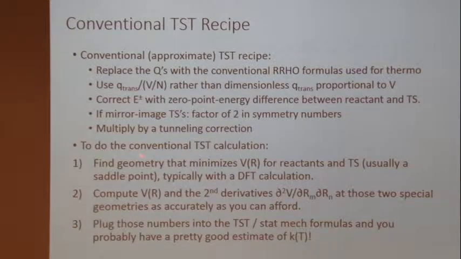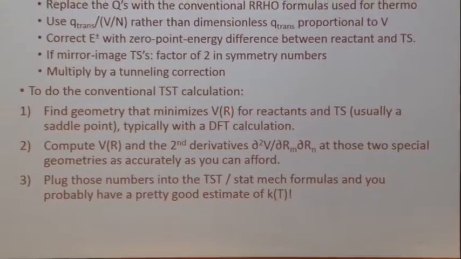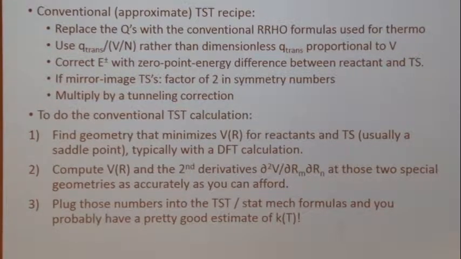And so what's the procedure? First, I have to find the geometry that minimizes the energy for the reactants and also for the transition state. Usually that's a saddle point. And typically this is done with some DFT calculation. And this is the first hard thing you have to do. So you buy a program like Gaussian, you guess what you think the saddle point geometry is like. Gaussian tells you that's not a saddle point. You say, okay, keep looking. And Gaussian tries to chug around, moves the atoms around, trying to find some geometry that corresponds to a saddle point in the potential surface.